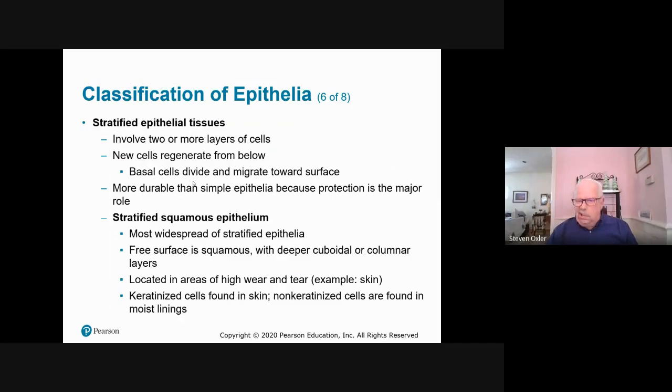All right, any questions on simple epithelium? Okay, let's go to stratified. Remember, stratified means two or more layers. The newer cells regenerate from below because the basal cells divide and migrate towards the surface.